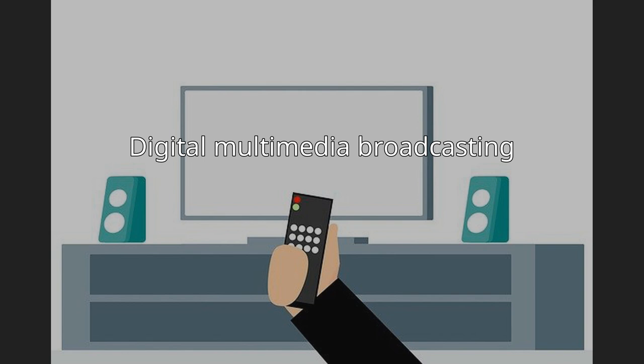DMB was developed in South Korea as the next generation digital technology. The world's first official mobile TV service started in South Korea in May 2005, although trials were available much earlier. It can operate via satellite, S-DMB, or terrestrial, T-DMB, transmission. DMB also has some similarities with its former competing mobile TV standard, DVB-H.